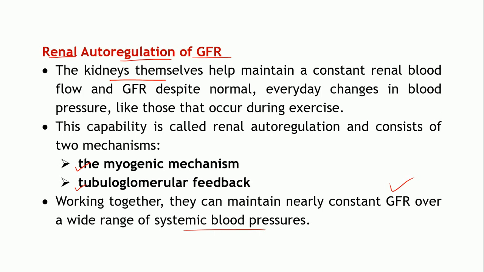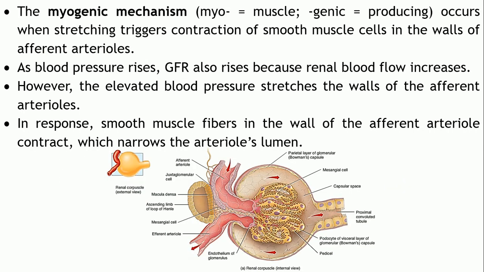In between 80 and 180 mmHg, the GFR does not change much, right? That's possible because of these two mechanisms. Now let us see what this myogenic mechanism is. Myo means muscle and genic means producing. This myogenic mechanism occurs when the stretching triggers the contraction of these smooth muscles. As the smooth muscles contract, the blood pressure within these blood vessels will rise. As a result, what will happen to the GFR? That will also rise.